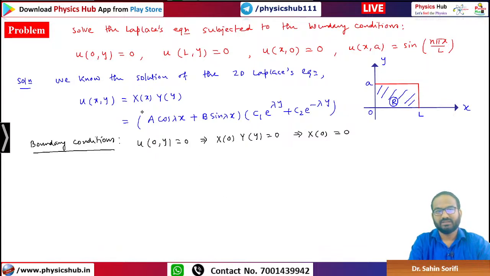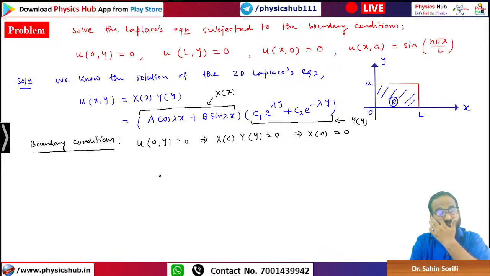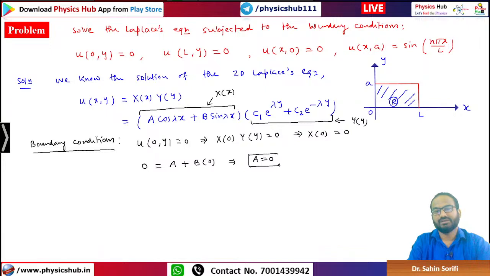And this part is your X of x, and this part is your Y of y. X of 0 equals 0. If you put it here in this equation, we can write 0 equals a into cos 0, which is 1, plus b into sin 0, which is 0. So that gives you a equals 0. This kind of treatment we have done several times. So this is the first boundary condition we have utilized.